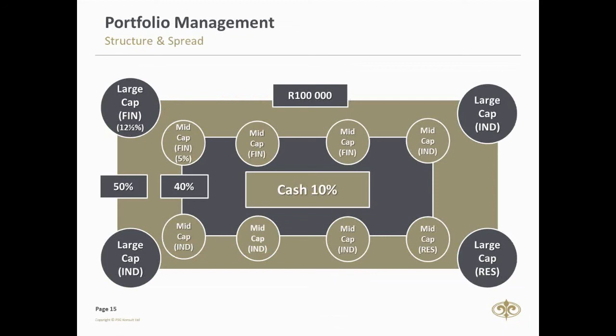And number two, what happens when one of your investment club members wants to leave? You don't want to be in a situation where you have to sell shares to pay out your member. So the idea with the portfolio, we're talking about the 3 S's in this scenario: the structure of the portfolio and the spread or diversification.